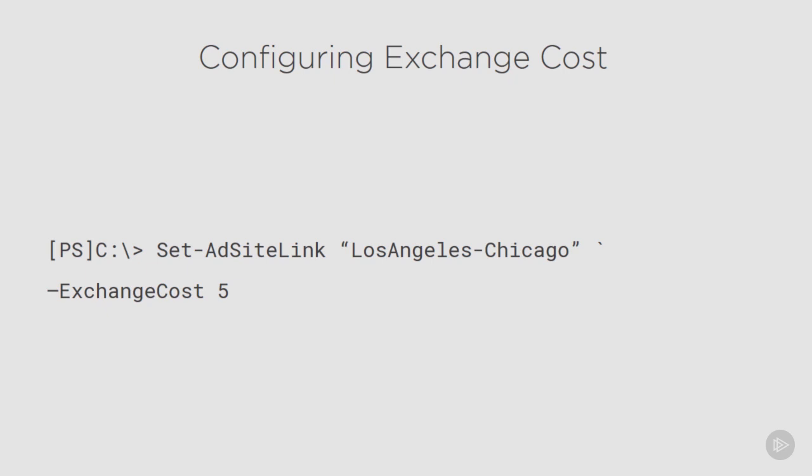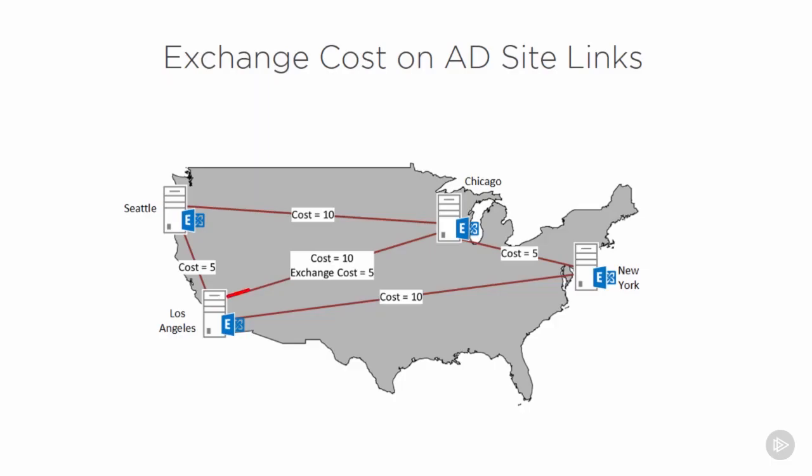For example, let's say that even though it's fine for Active Directory replication to occur over the Los Angeles to New York link, you still want email to route via the Chicago hub site. So by lowering the exchange cost of the LA to Chicago link, you can ensure that Chicago is used as the least cost route and the hub site is used as intended.